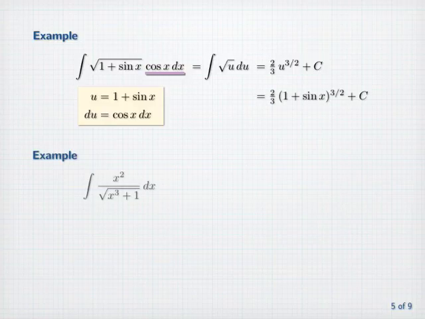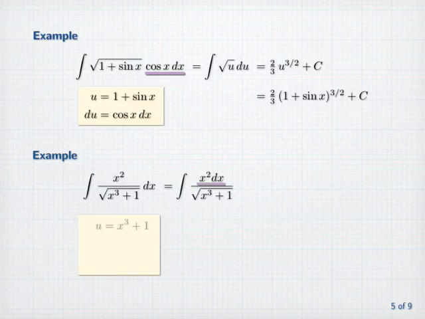Another example. The integral of x squared divided by the square root of x cubed plus 1 dx. Now here let's notice that x squared dx is close to being the differential of the quantity that's inside of the square root in the denominator. So let's substitute u equals x cubed plus 1, calculating du equal to 3 times x squared dx. Dividing by 3 tells us that x squared dx is 1/3 of du.